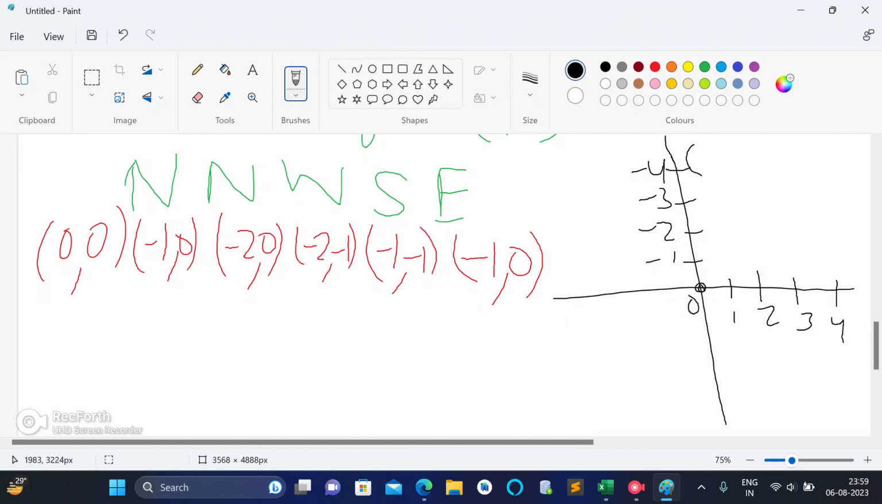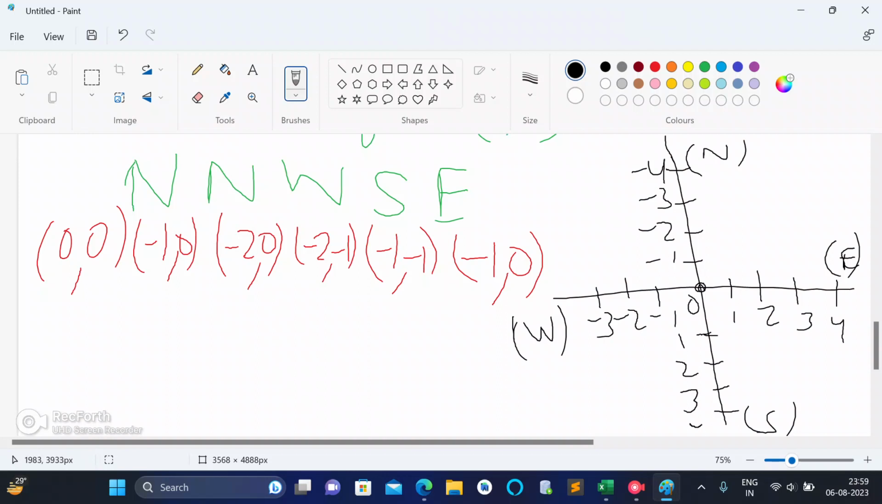It is 1 2 3 4. Actually, this is my way of representing north only. This is my way of representing east only. This is my way of representing west, and this is my way of representing south only. So it is actually minus 1, minus 2, minus 3, and it is actually 1, 2, 3, 4. So let's see on this only.